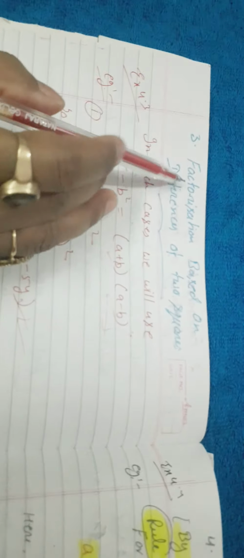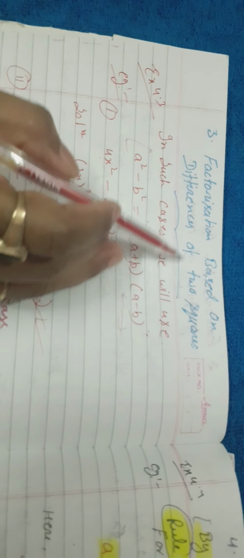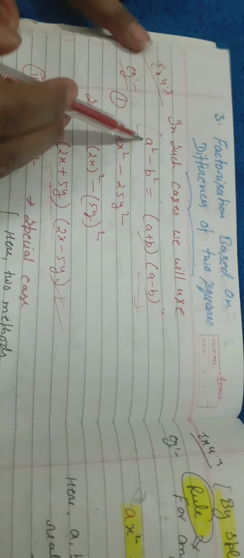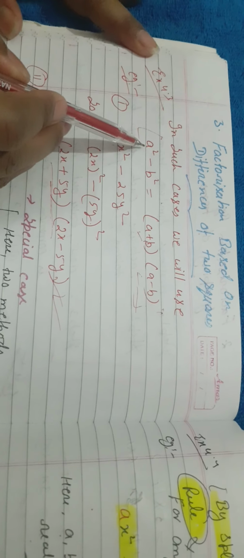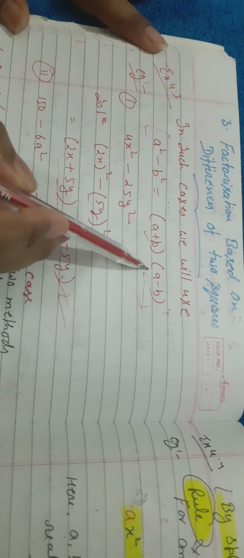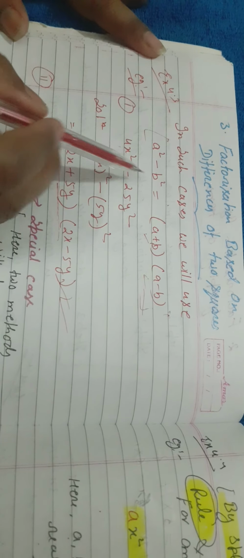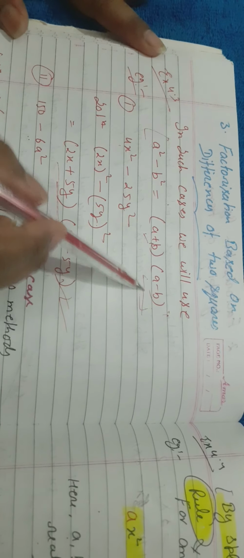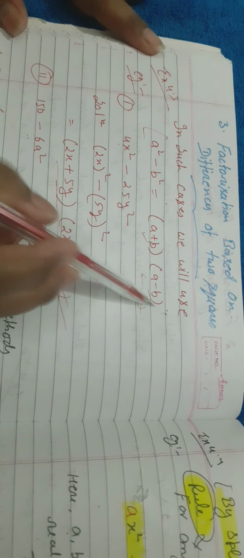Now the third method, factorization based on differences of two squares. Here is complete use of one formula which we have learned in the chapter expansion, where we have seen the difference of two terms, a square minus b square is equal to a plus b into a minus b. Wherever you see that there are two terms in this relationship, we will use this. Directly we will say that these are the factors.